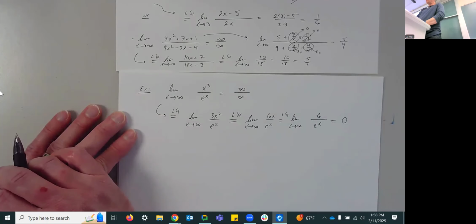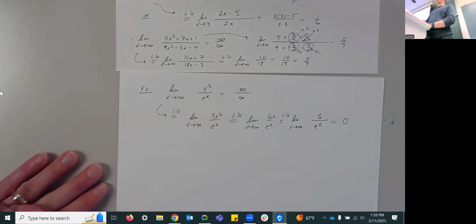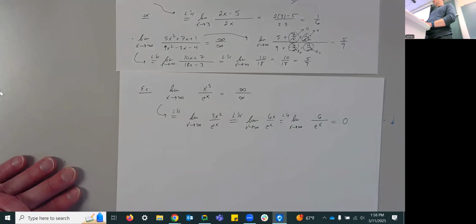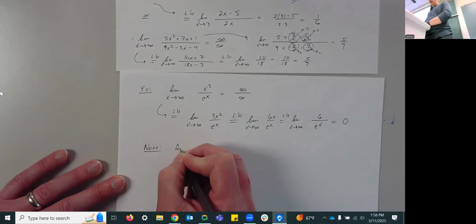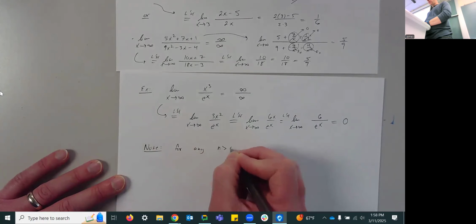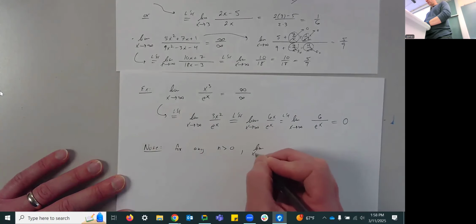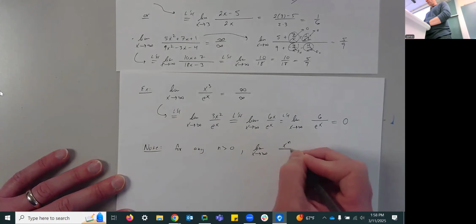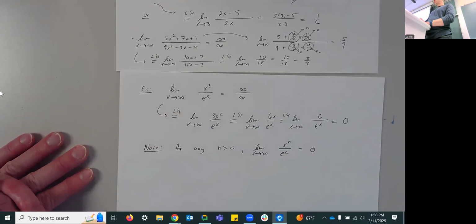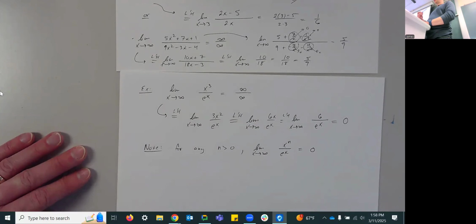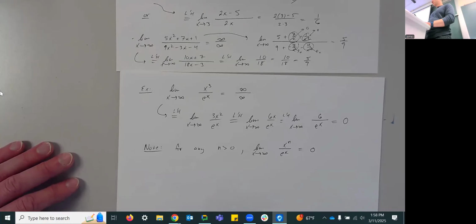In a similar way, you could argue that x to any power divided by e to the x, its limit would eventually be 0. So just as a kind of interesting point, for any n that's greater than 0, the limit as x goes to infinity of x to the n divided by e to the x will eventually be 0 if you use L'Hopital's rule enough times. Because the bottom derivative is just going to stay as e to the x every step, and the derivative of the top, the power is going to reduce by 1 every single time until you get down to something that's going to be a constant.